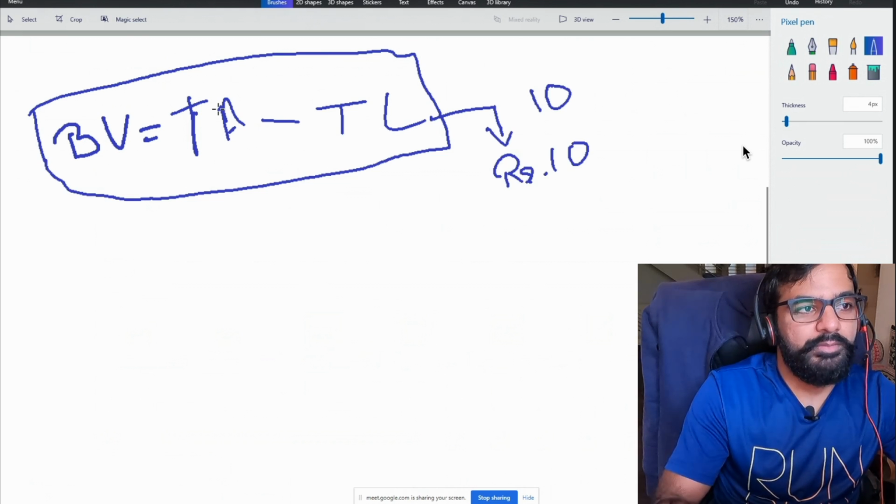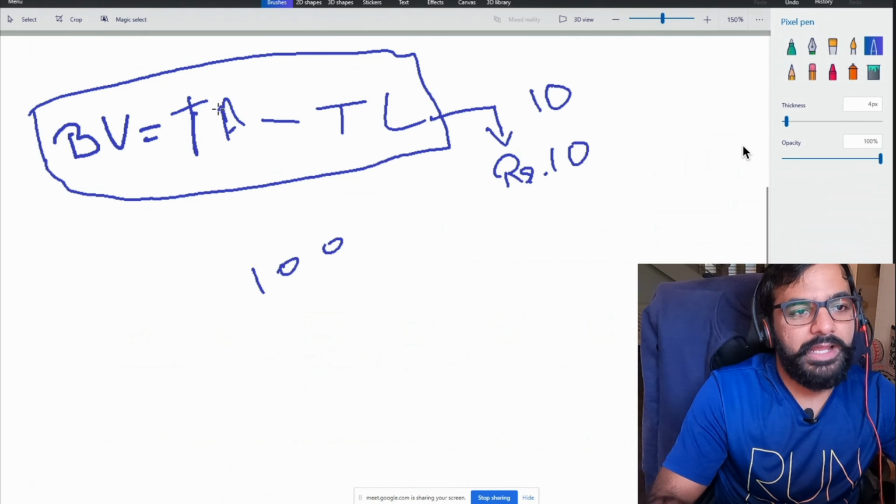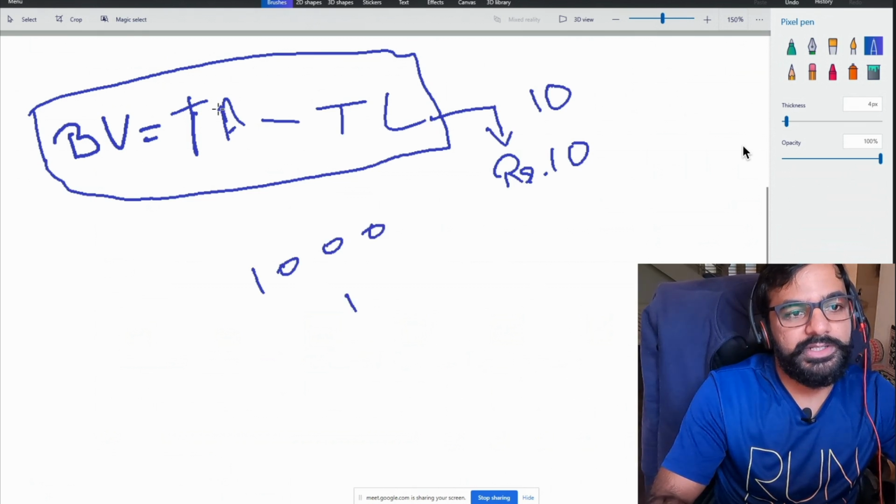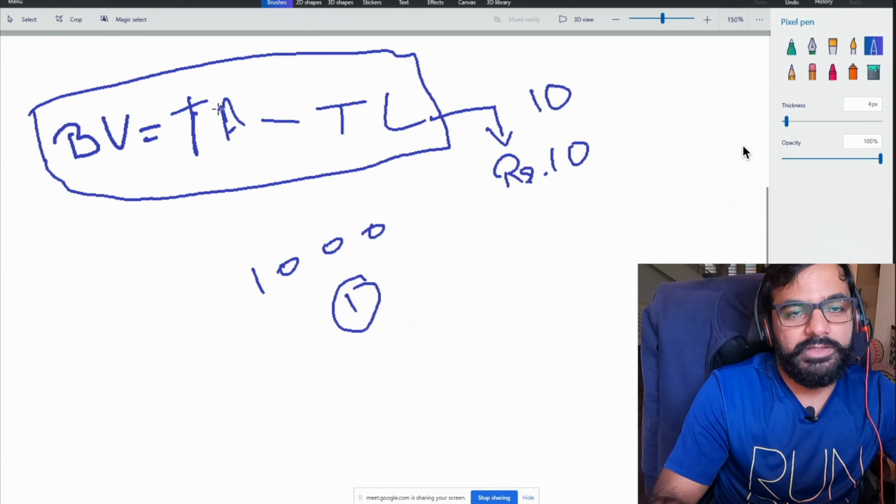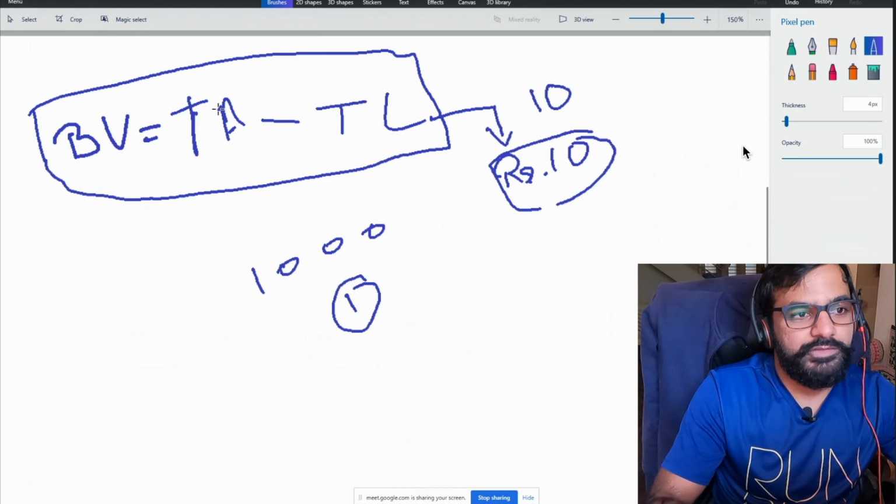No matter before this liquidation, no matter whether it was trading at 10,000, 1 lakh or even 1 rupee, even then you would get this. This was the basic concept of book value.